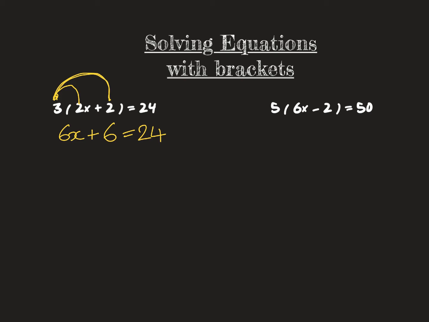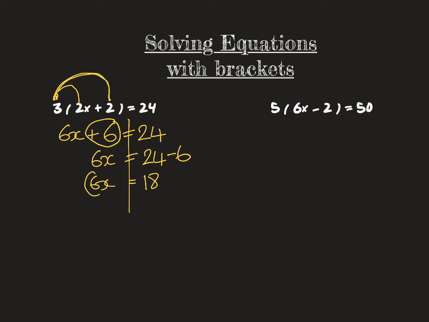Now this brings us back to solving two-step equations. So the first thing we want to do is remember this equals line, whenever you cross over it, you have to change the sign. So we're going to take the plus 6 to the other side, and it's going to become a minus 6. So you're going to have 24 minus 6. Now that leaves on the left-hand side the 6x. So we'll do that 24 take away 6. So 6x is equal to, and 24 take away 6 is 18.